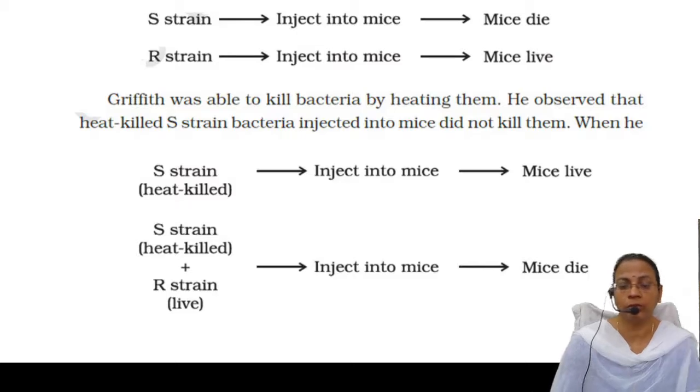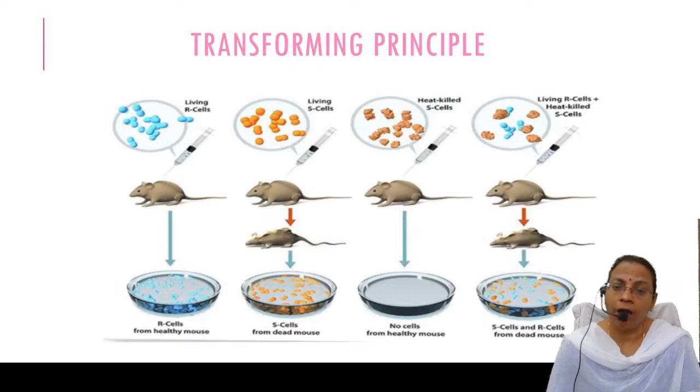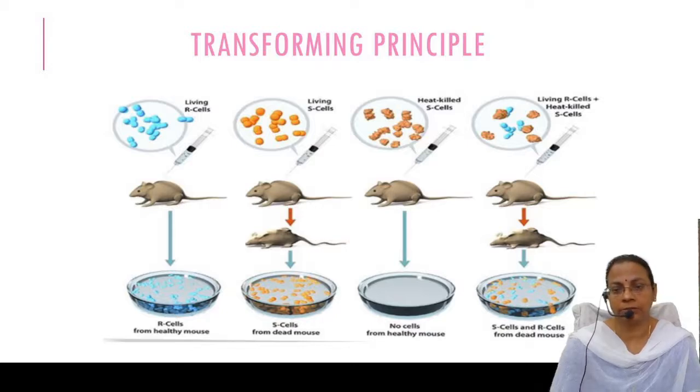So from that he concluded that when he applied the heat killed S along with the live R, some material from the heat killed S is entering into the R strain, and that material is capable of transforming the R strain into S strain. That live S strain is causing the disease in the mouse, and as a result the mouse died.